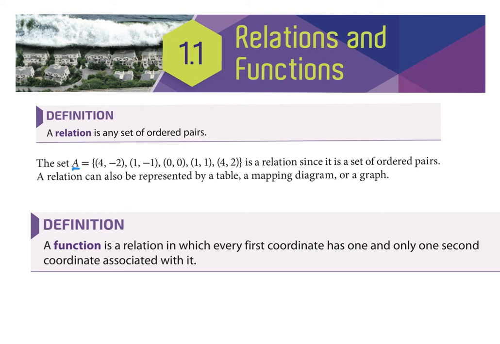A function is a relation. So you're thinking of, we're getting more specific. Start with a relation, that's any set, then we're moving to functions. Specifically, the first coordinate has one and only one of the second coordinate. If you're talking x, y, for every x, there is only one y. For every input, there is only one output, okay? So I should not be able to put into a function an x and get two answers.